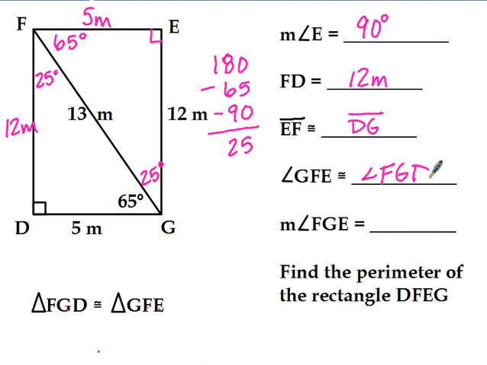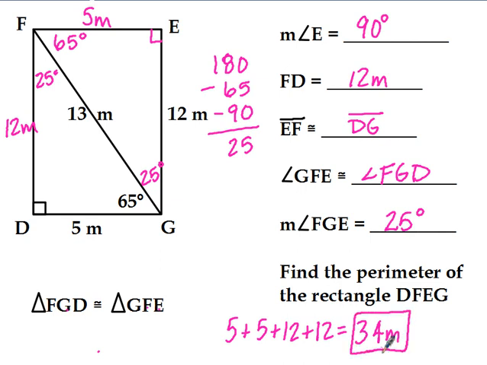And now for this one we want a number because the measure is equal to. So FGE is equal to 25 degrees. And then the perimeter of the rectangle. So that means I want the perimeter of the entire outside of the rectangle. So I'm going to take 5 plus 5 plus 12 plus 12, which gives me 34 meters. So just remember that perimeter means the outside of whatever they're asking for.